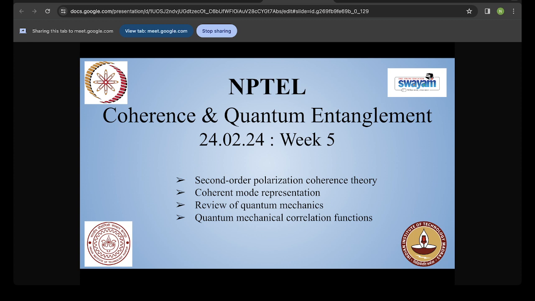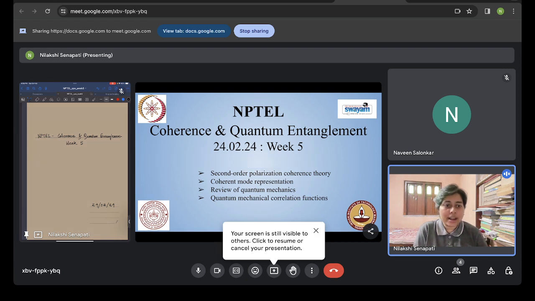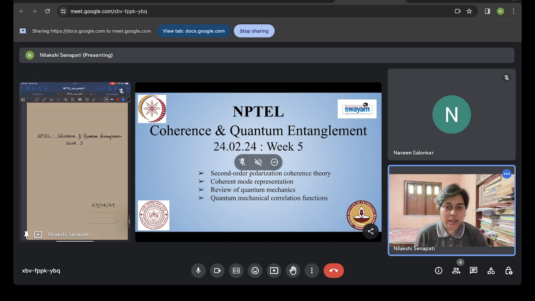And by now I think you have enough background of coherence theory in all of the degrees of freedom, like temporal, spatial, angular, and orbital angular momentum of light, as well as we will learn now about the polarization coherence theory also.